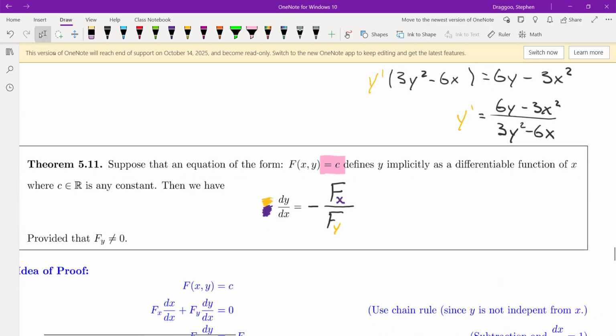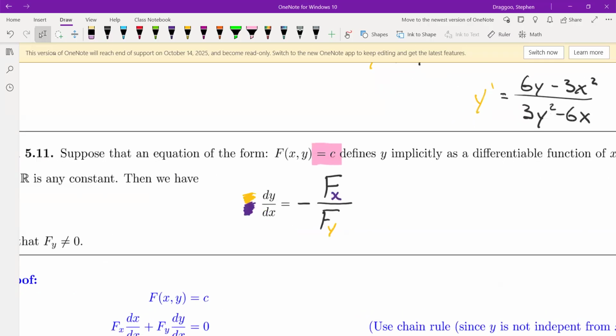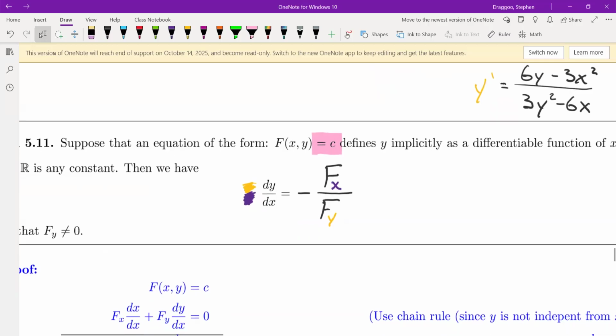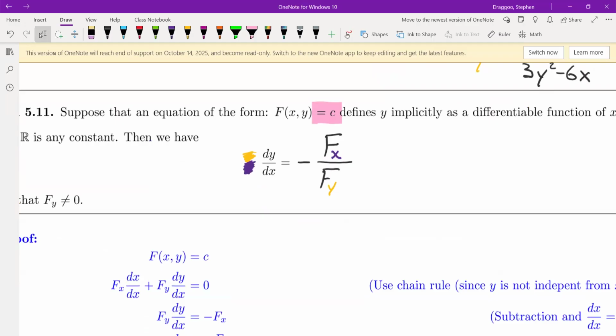It ends up in the form that we want, because then we have a very nice formula for finding these implicit derivatives, where it's just negative the x partial over the y partial. I'm looking for dy over dx. But one thing I want to point out is that the variables swapped position in the fraction, right? So now I've got my x partial on top with my y partial on bottom.